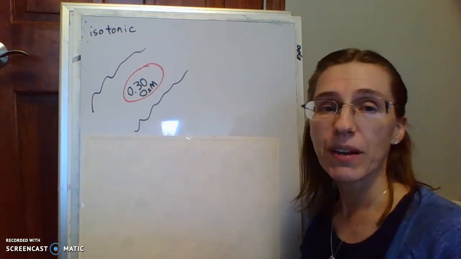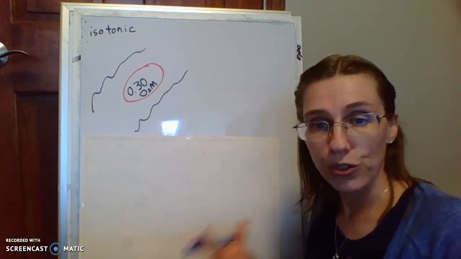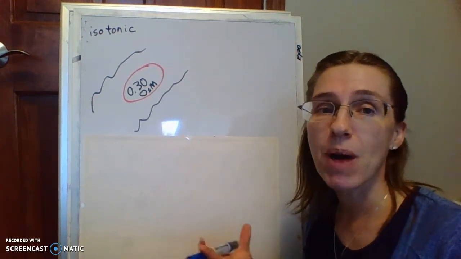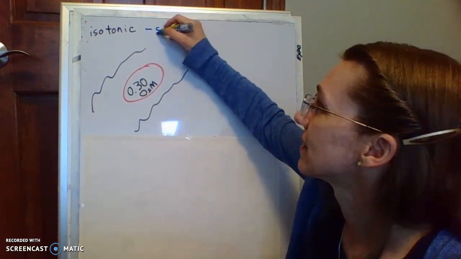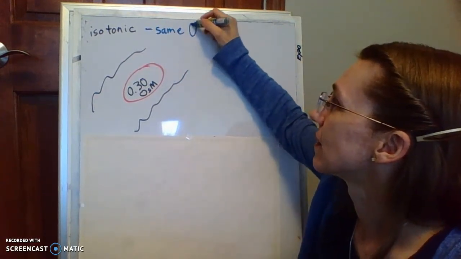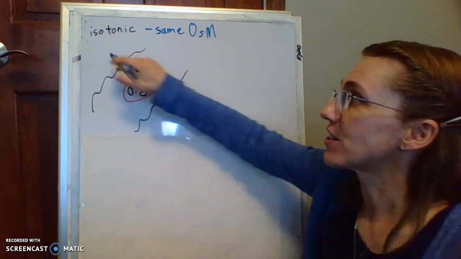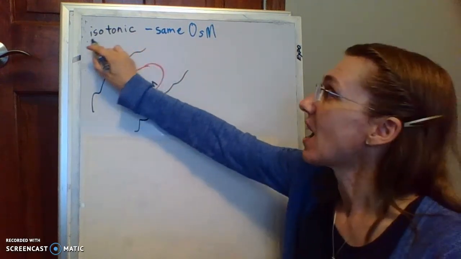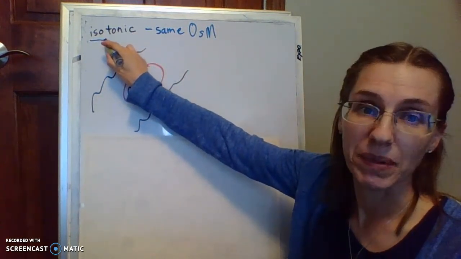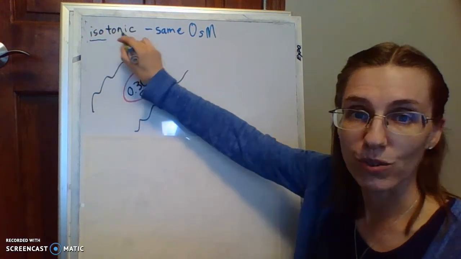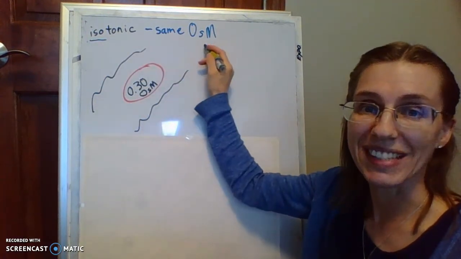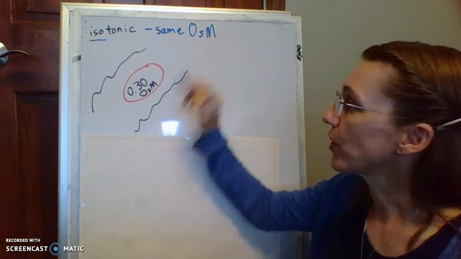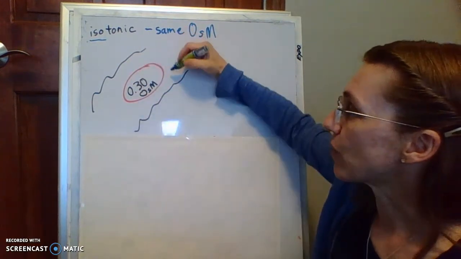Now, if we have two solutions that have the same osmolarity, they are said to be isotonic. Iso means the same. So an isotonic solution is two solutions with the same osmolarity. Now we're going to look at how it affects the red blood cell.